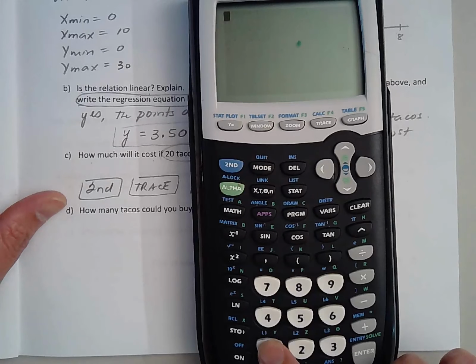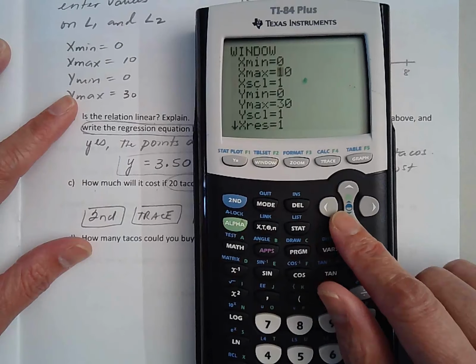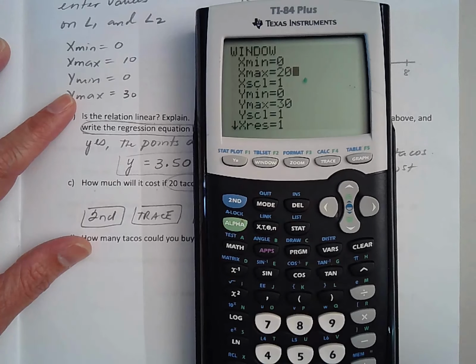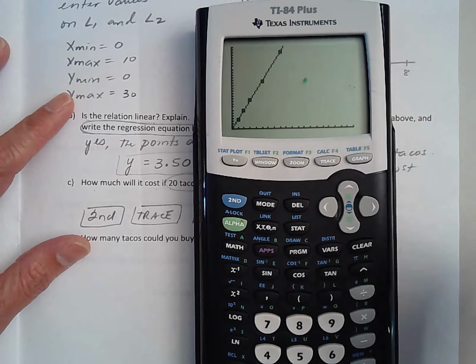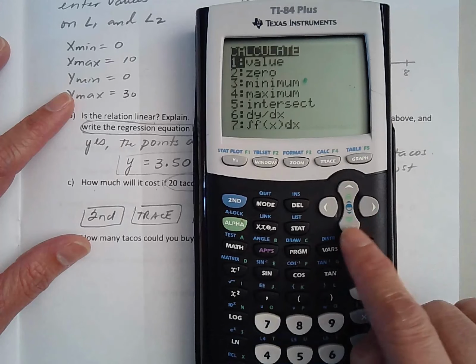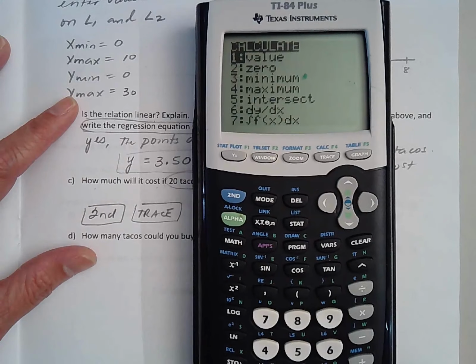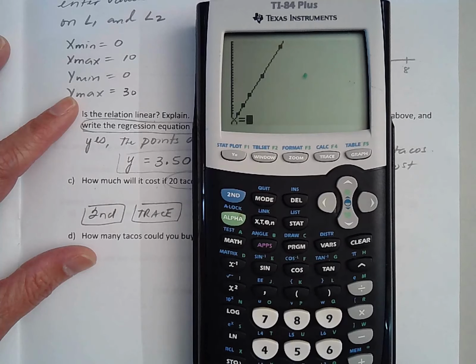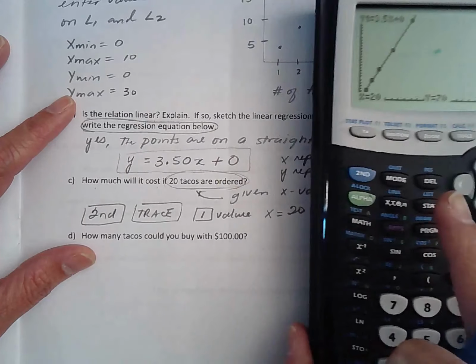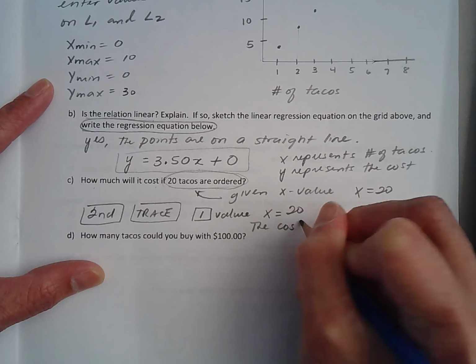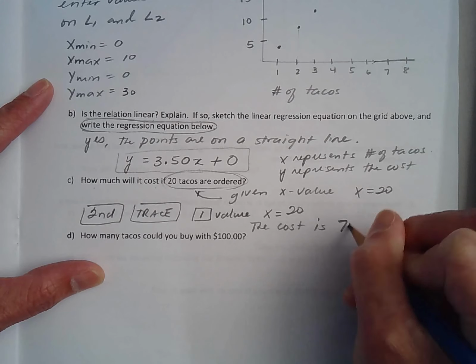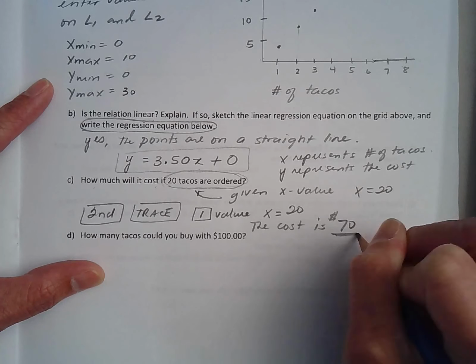So let's go quit, change your window. So let's go 20. Okay. So we're going up to x is 20. So second function, trace again. Press 1 for value. Now enter the 20. It's gonna cost $70. So the cost is $70.